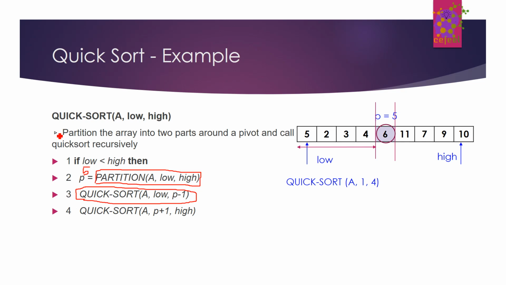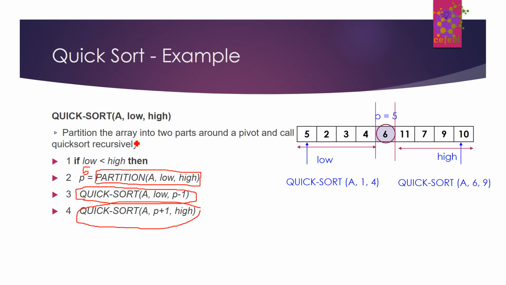In step 3, we call quick sort on the left sub array, which calls a, low, and then p minus 1, which means p minus 1 is 4, so we call a 1 4. And then in step 4 we call quick sort on the right part of the array, which is a, p plus 1, that is 6, and then a 6 9. So this is how the two recursive calls are made.